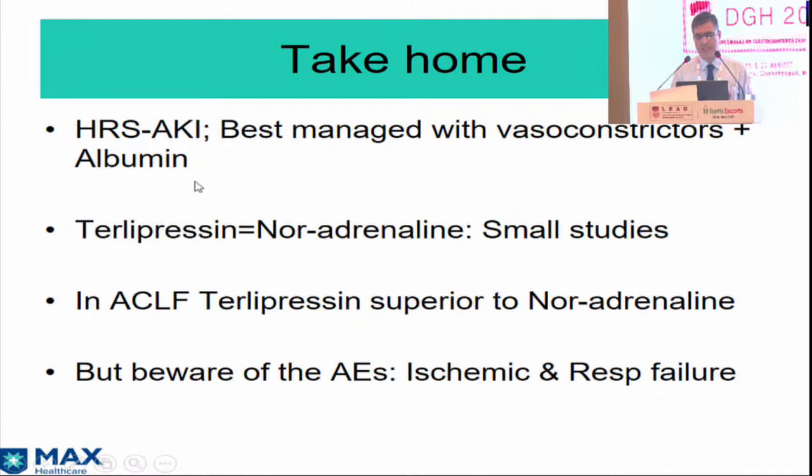HRS AKI is best managed with vasoconstrictors and albumin. There will be a debate about how much albumin to give. Terlipressin, in a small number of studies, has been shown to be equivalent to noradrenaline, but in ACLF, terlipressin is superior. Be aware of the adverse events. We might be losing some of these patients to these adverse events, which we are ignoring.